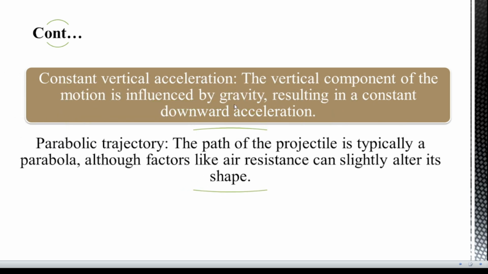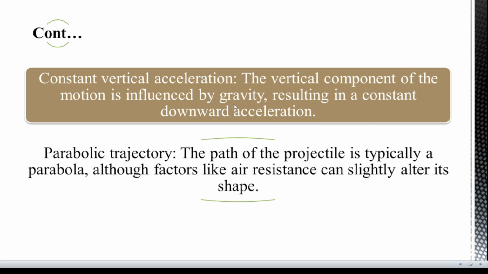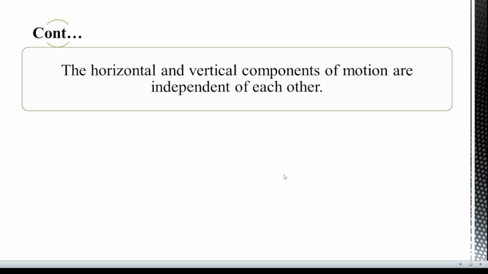Another very important key point is about the path or parabolic trajectory. The path of the projectile is typically a parabola, despite the fact that factors like air resistance can slightly change its shape. The path of a projectile is a parabolic trajectory, or simply a concave down parabola. Another very important point, the key one, is that the horizontal and the vertical components of the motion are independent of each other.